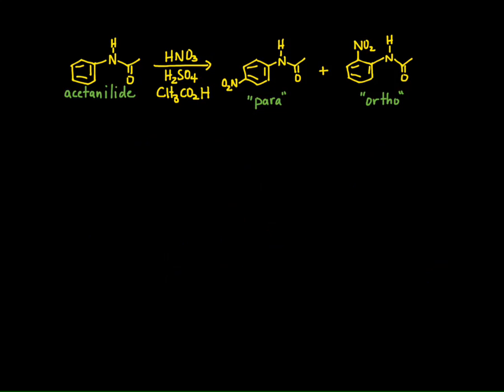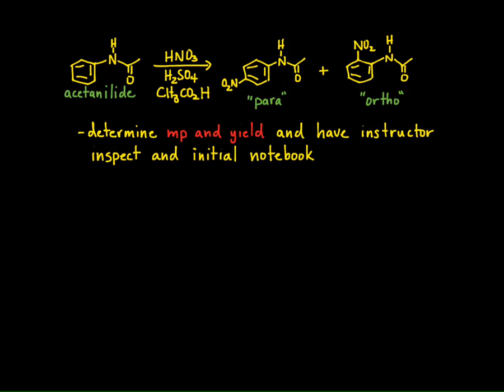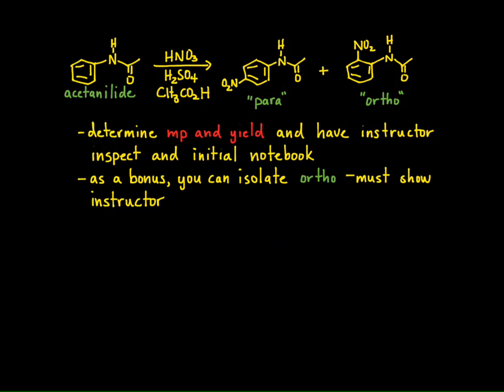After you recrystallize the para product, you need to characterize it by melting point and yield. Have your instructor inspect the product yield and melting point and initial your notebook. As a bonus, if you take the mother liquor from the original reaction mixture and isolate the ortho product, you can obtain additional points. In order to get credit, though, you must show your instructor the product you isolated.